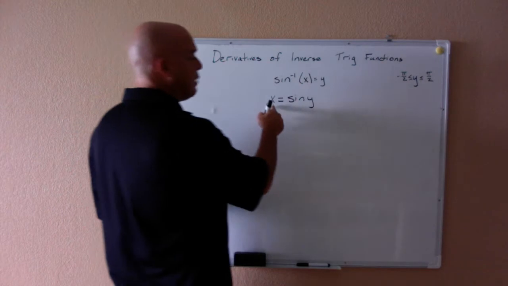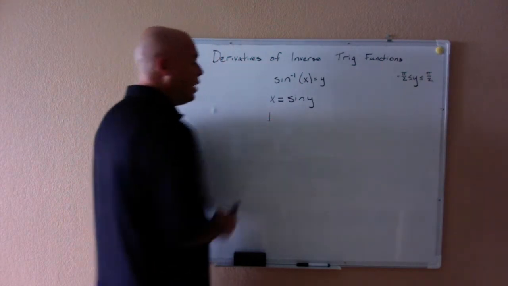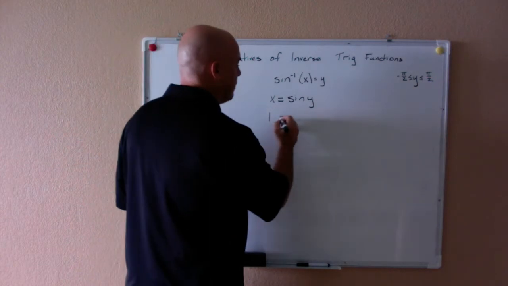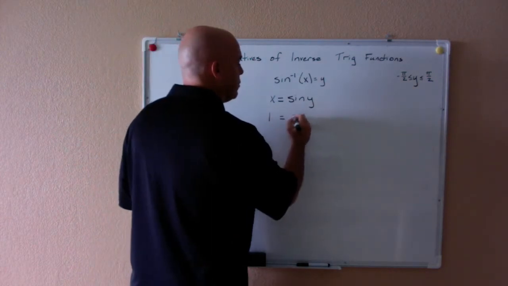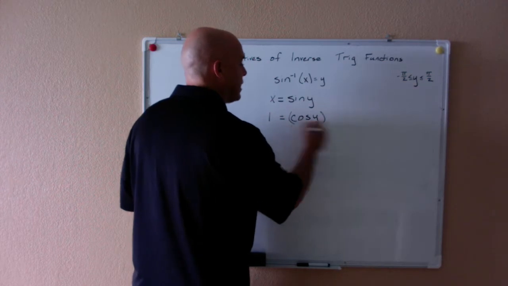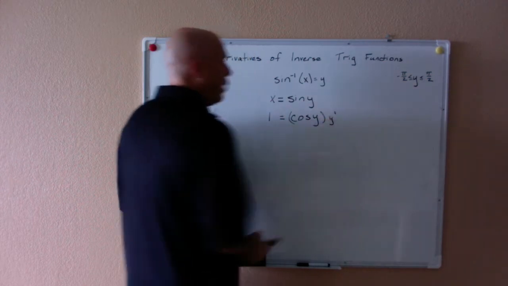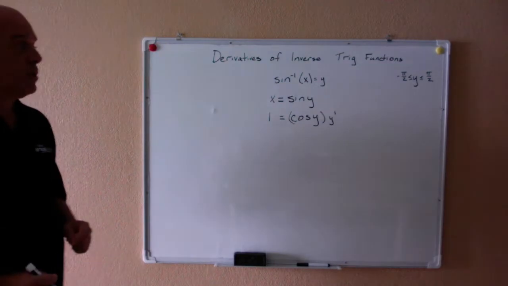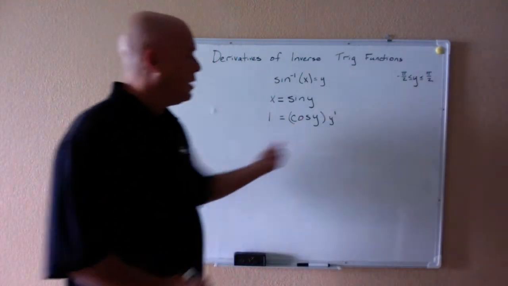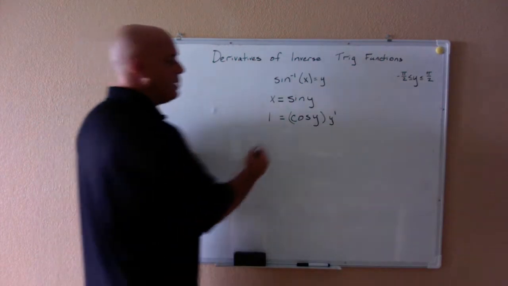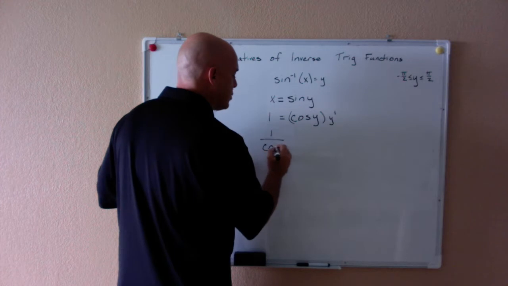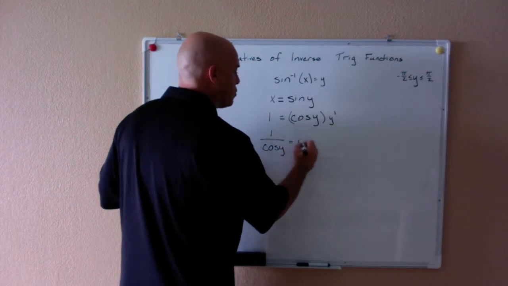And when I do that, when I take the derivative of x, I'm going to get 1. And then when I take the derivative of the sine of y, the derivative of the sine is the cosine. So I have cosine of y, and that's going to be multiplied by y prime, or dy/dx. There's my implicit differentiation. So I need to solve this for y prime. To do that, I'm going to divide by the cosine of y. That's going to get me 1 over the cosine of y equals y prime.